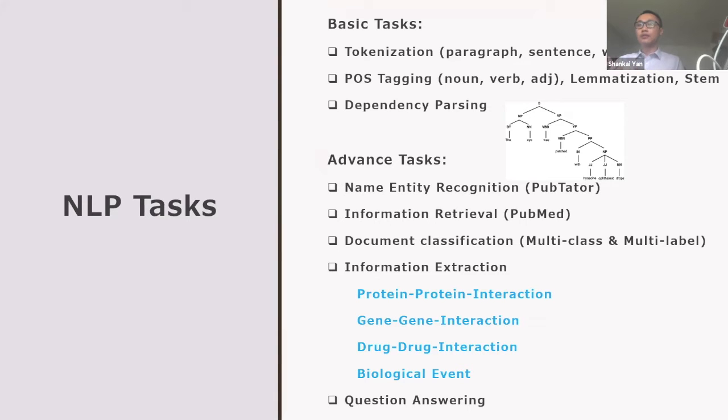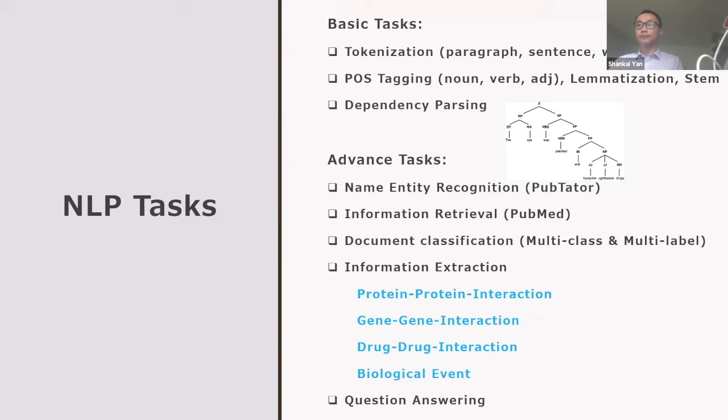And another very popular and important task is information retrieval. One product from our group is PubMed. You can input some free text or some kind of IDs, gene IDs, entity IDs into PubMed. You may also find relevant documents that may be useful for your research here.